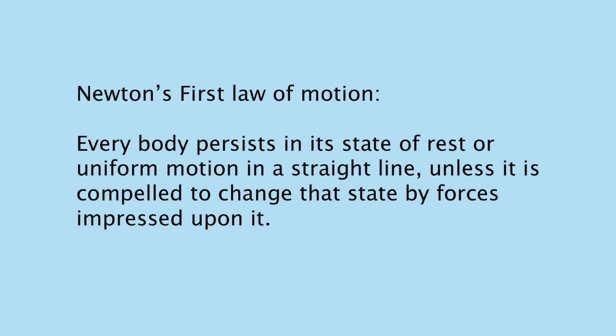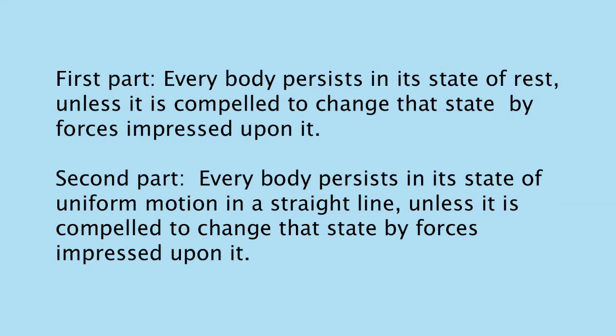Notice that the current definition of inertia can be divided into two parts. First part, every body persists in its state of rest, unless it is compelled to change that state by forces impressed upon it. Second part, every body persists in its state of uniform motion in a straight line, unless it is compelled to change that state by forces impressed upon it. Notice that the first part is that of a body in a state of rest and the second part is that of a body in the state of uniform motion. Also, the two parts of the definition of inertia mirror that of Newton's falling apple and the orbiting moon.